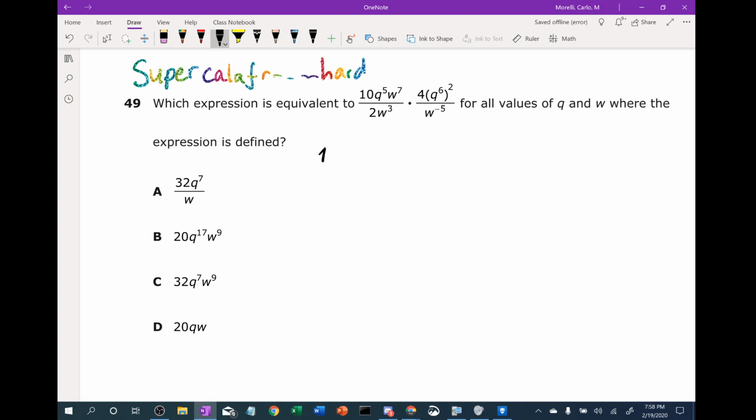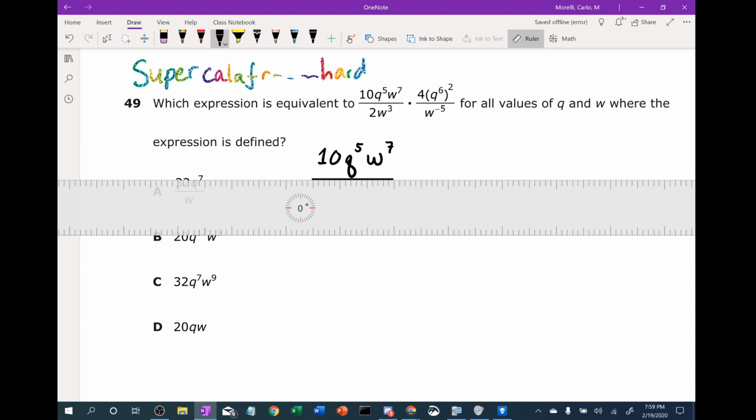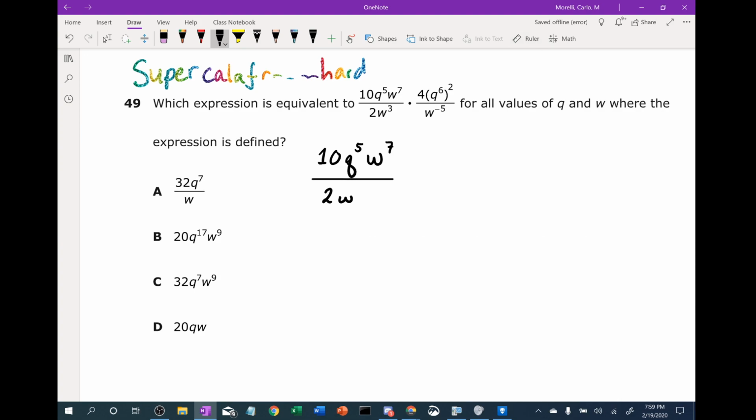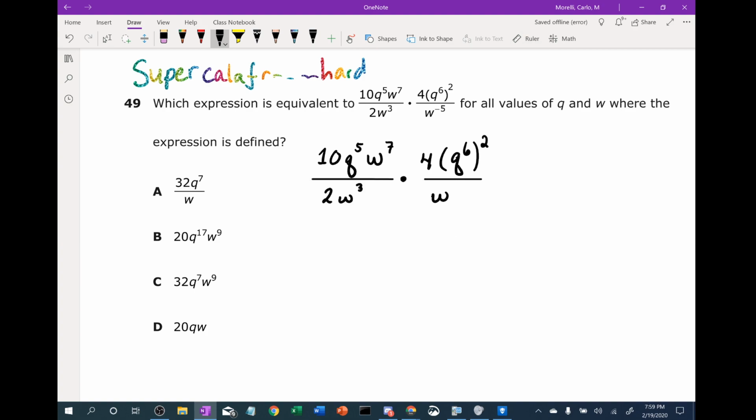So here's what we got. We got 10 Q to the 5th, W to the 7th power. I'm just going to write all the numerators together. Well, no, I won't do it. That'll mess with people's heads. So first, let me just write out what we have. 2W cubed times 4, open parentheses, Q to the 6th power, close parentheses, squared, over W to the negative 5th.